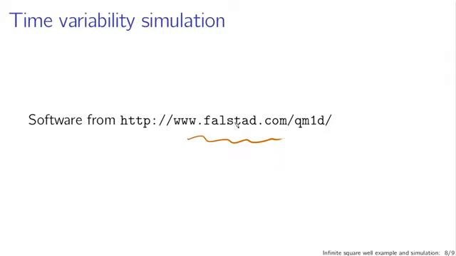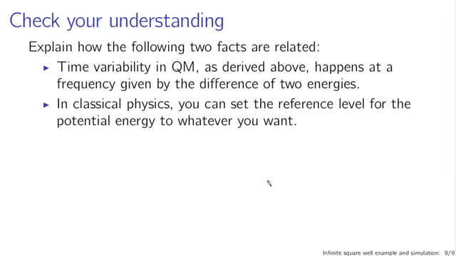So that's our simulation, and hopefully you have a better feel now for what solutions to the Schrödinger equation actually look like. To check your understanding, explain how these two facts are related. Time variability in quantum mechanics happens at frequencies given by differences of energies, whereas in classical physics you can set the reference level for potential energy to whatever you want, sort of equivalent to saying I'm measuring gravitational potential from ground level versus from the bottom of this well.